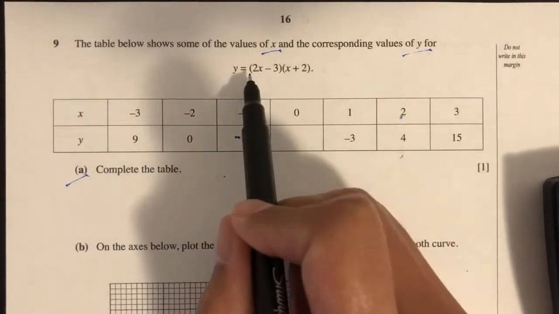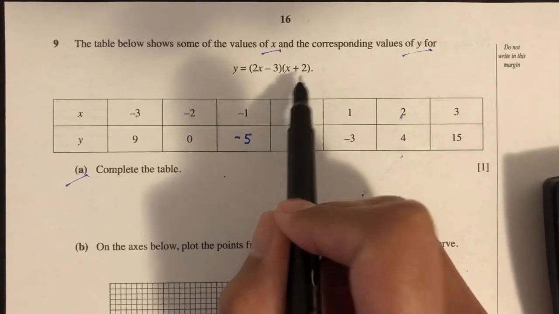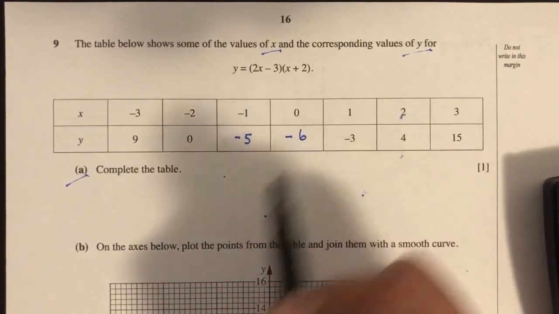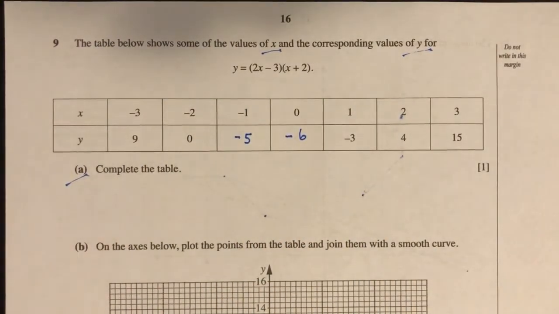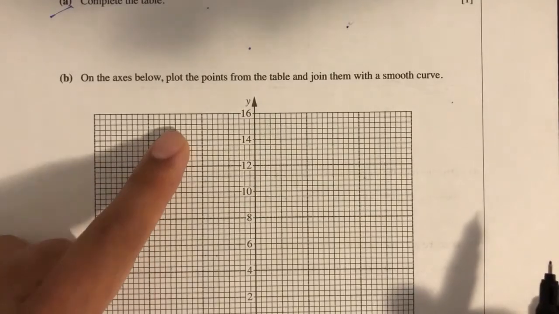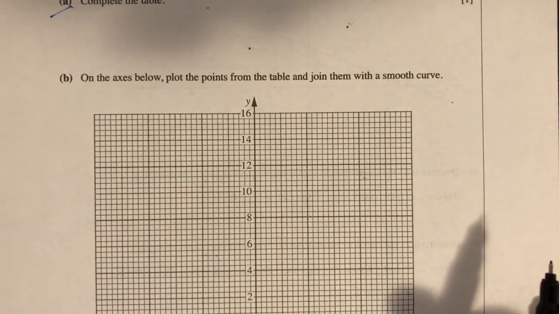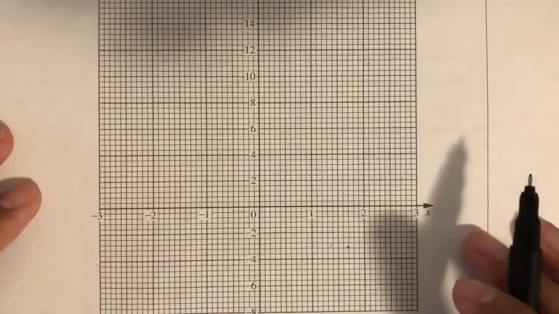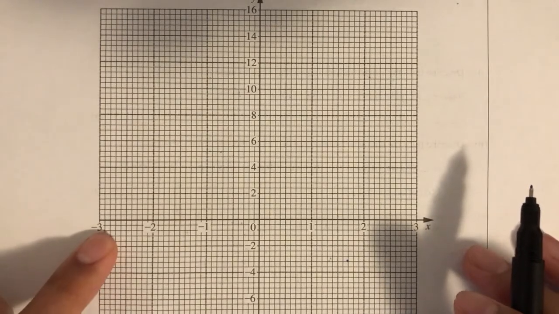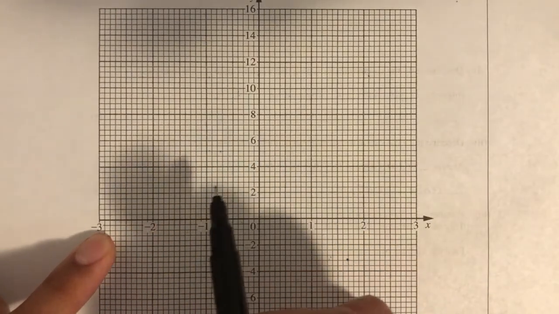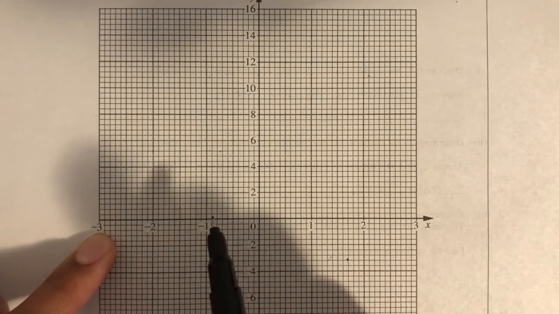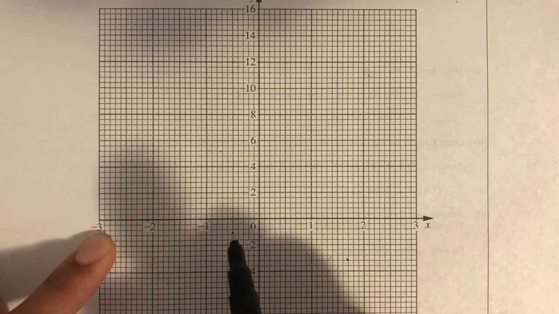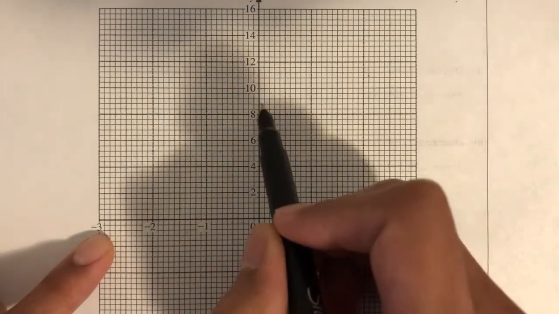If x is 0, -3 times 2, -6. Okay, that was part A. Now part B. On the axis below, plot the points of the graph and join them with a smooth curve. So the first point we have will be (-3, 9). So -3 will be here, 9 will be in this section here.